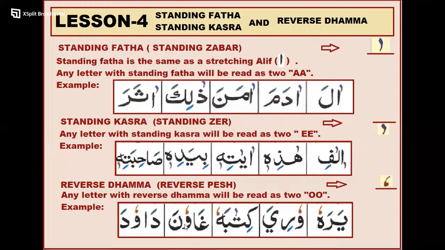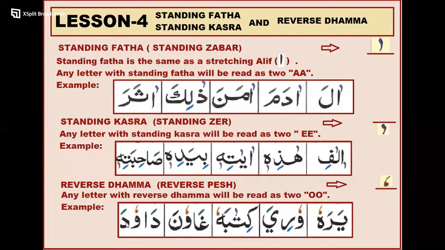Ghabun. So ghain fatha gha, then alif mad. We have learned alif mad, waw mad, ya mad in lesson 3. So here is alif mad, which is the same stretching sound as standing fatha. Ghabun. Dal alif fatha da, also alif mad, and waw reverse dhamma, woo, da woo da.